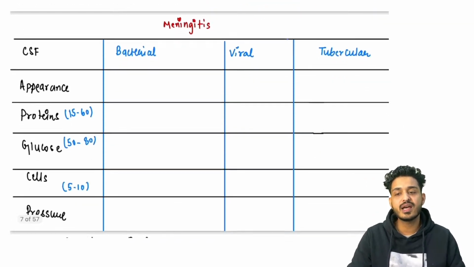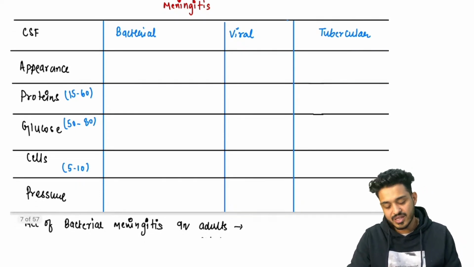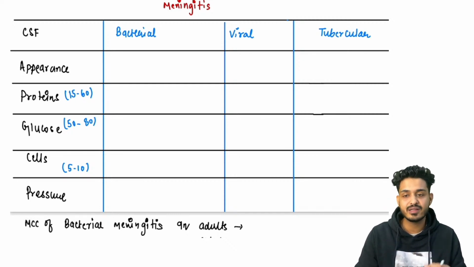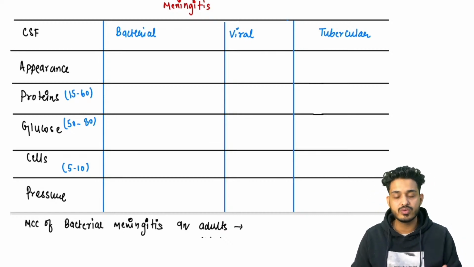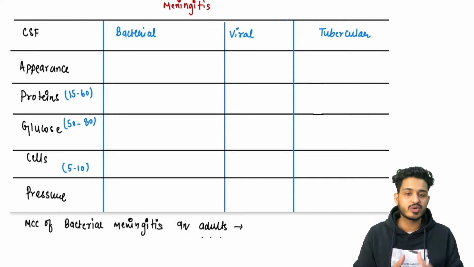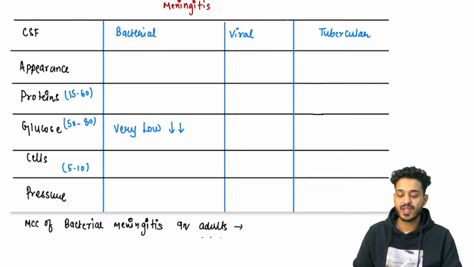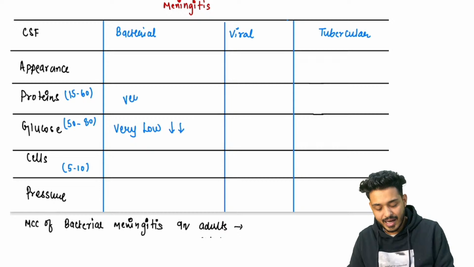So let's try to understand how we will differentiate meningitis on the basis of appearance, or on the basis of CSF examination, right? Let's talk about the bacterial one. You know what? Bacteria loves glucose. So what will bacteria do? Bacteria will eat up all the glucose. If bacteria eat up all the glucose, what will happen in bacterial meningitis? There will be very low glucose. First thing you understand. Second thing, what happens with the protein? In bacterial meningitis, you will be having very high protein, beta.